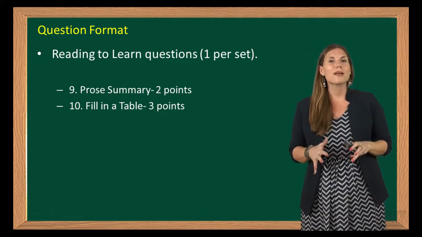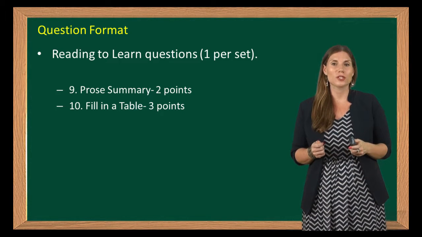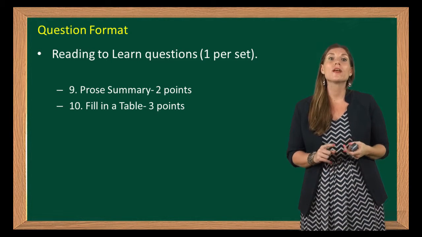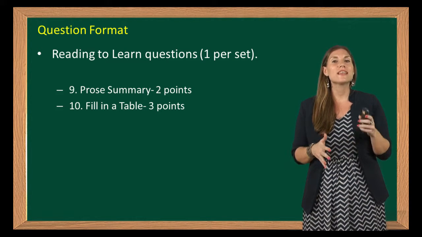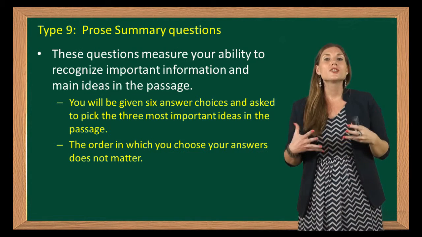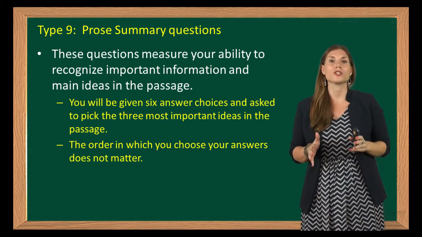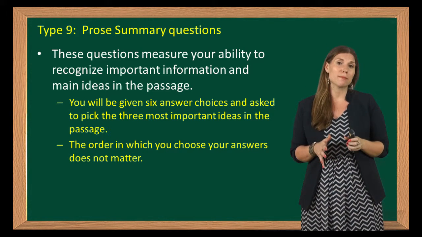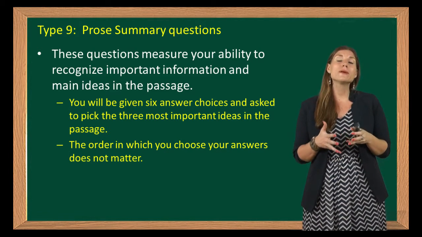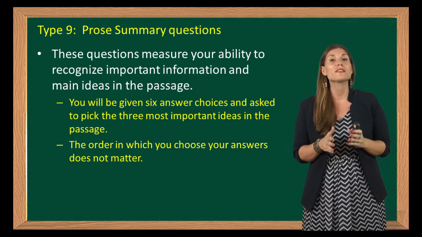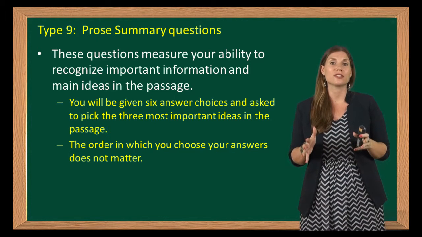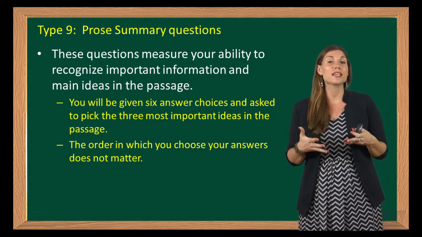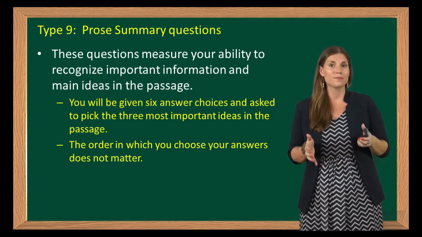Okay, so the last type of questions are reading to learn questions, and you'll have one of these on the reading section, either prose summary or fill in a table. And notice that these have different point values. So the prose summary questions measure your ability to recognize important information and main ideas in the passage. For example, you could be given 6 answer choices and asked to pick the 3 most important ideas in the passage. But don't worry, it doesn't matter which order you click on these. It just matters that you have the 3 correct answers.